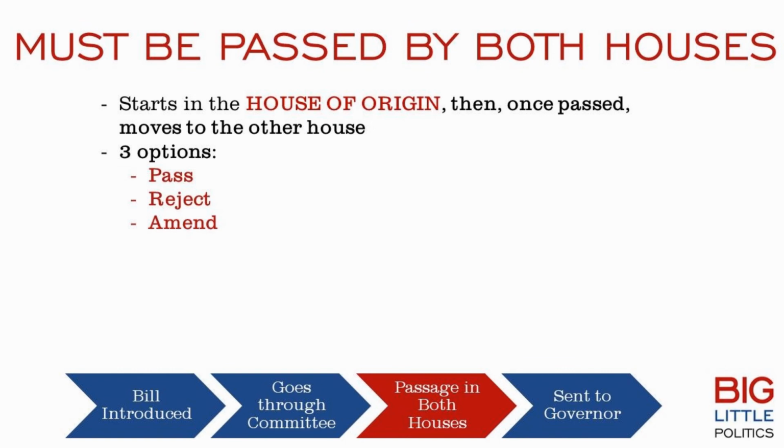Now, after it goes through that and it's put on the calendar, it'll begin in the House of Origin. So if it's introduced by a representative, it will go to the House of Representatives first, because that is the House of Origin. It'll become a matter that everybody needs to be a part of, and they can pass it, they can reject it, or they can amend it. They can look to make changes to it before it can move on to the other house. And once it goes to the other house, it does need to be passed as well. But again, they do have these other options to reject or amend also.